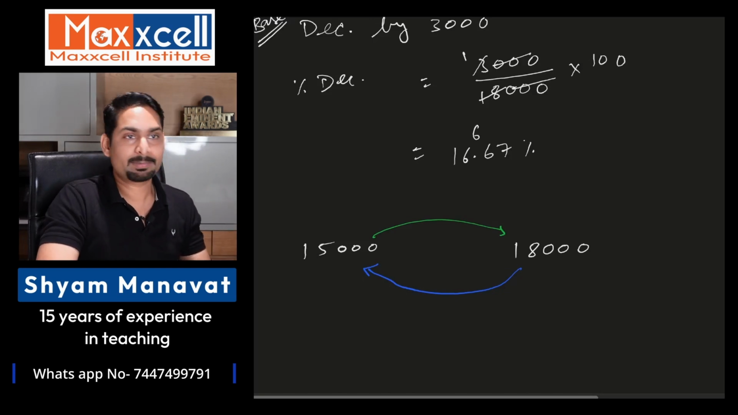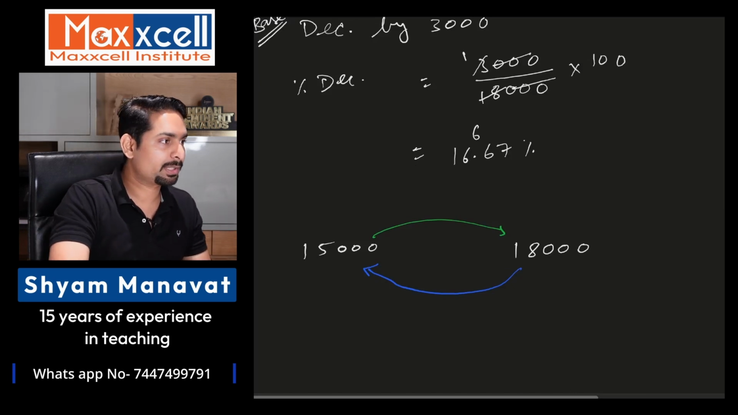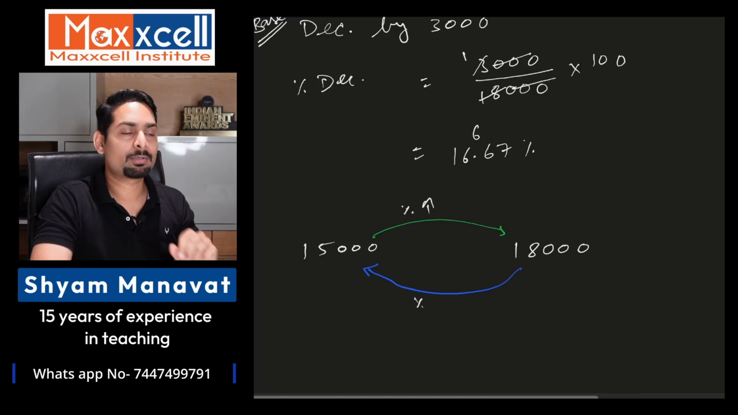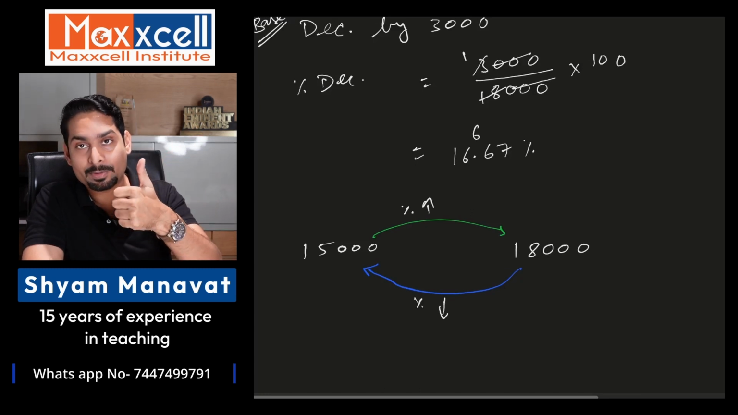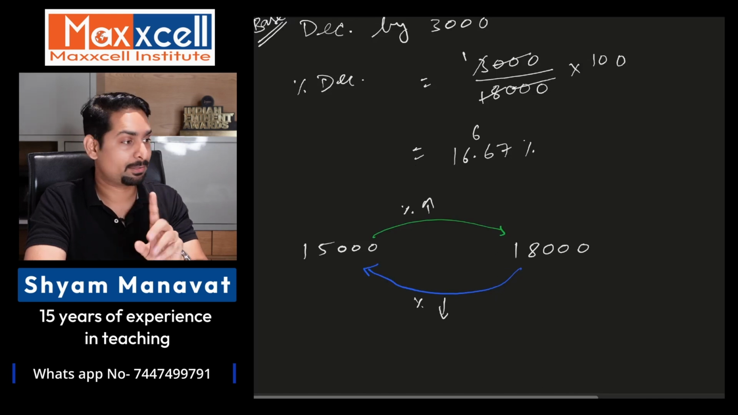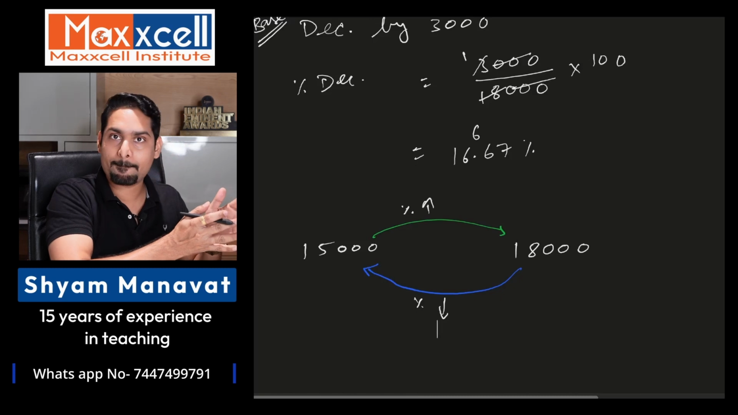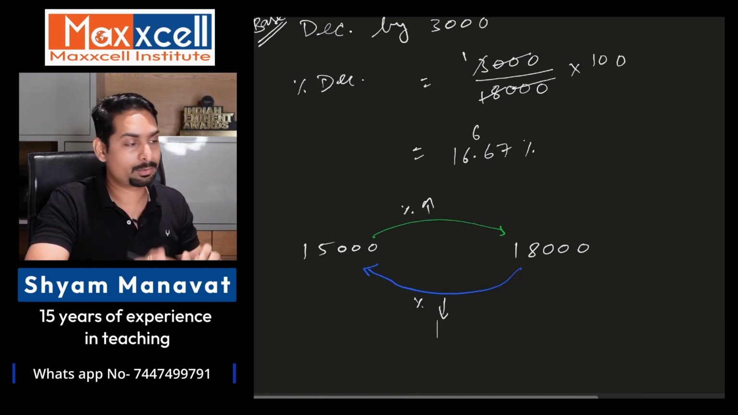From 15,000 it becomes 18,000 and from 18,000 it becomes 15,000. So here whatever percentage increase you are getting, okay, and here whatever percentage decrease you are getting, they will not be equal. You should keep it as a thumb rule, okay, for same values. I repeat, for same values, 15,000 to 18,000, 18,000 to 15,000, correct? The percentage values are not going to be the same.